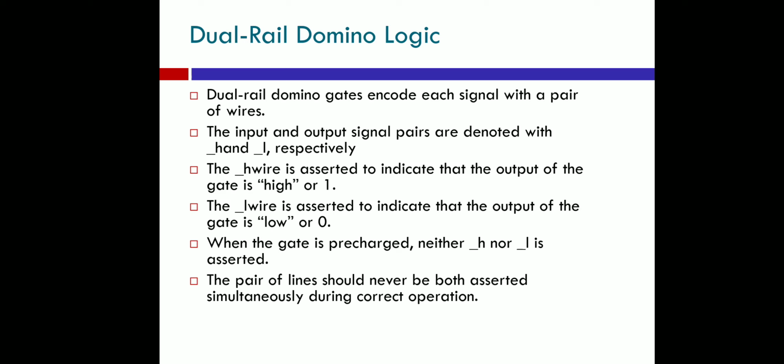Underscore H wire, if it is asserted, indicates the output is high, or it is 1. Underscore L, when it is asserted, indicates that the output is low. Now when the gate is being pre-charged, neither of these wires is asserted. Both these lines should never be asserted at the same time. That means both underscore H and underscore L being high at the same time is an invalid operation.